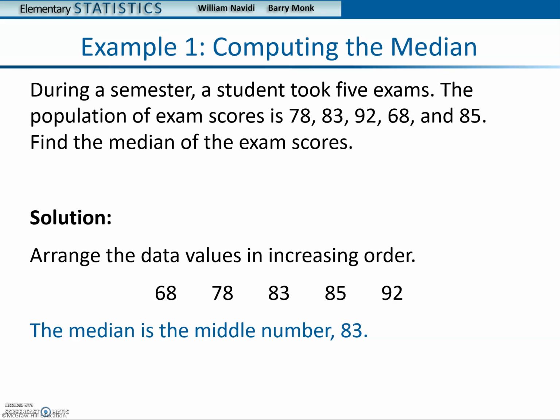During a semester, a student took 5 exams. Again, here are our exams. Notice they're not in order here, but when they list them out here, they are in order. So they get the middle number once they're in order, and it would be 83.